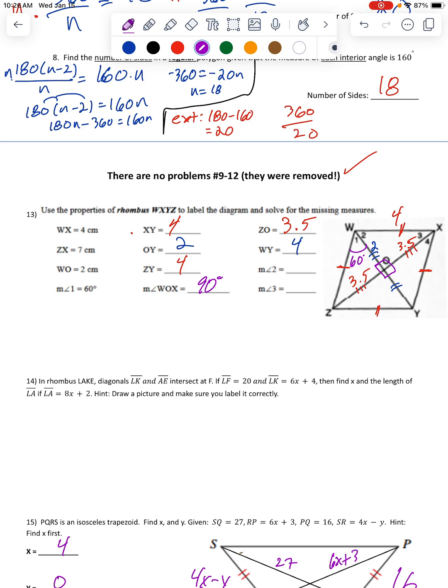Angle 2 is congruent to angle 1, so this has to be 60 degrees. And if you look right here, the shape I just highlighted is a triangle. If one angle is 90 and one angle is 60, the interior angles of a triangle have to add up to 180. So I subtract to get 30 degrees for the measure of angle 3.